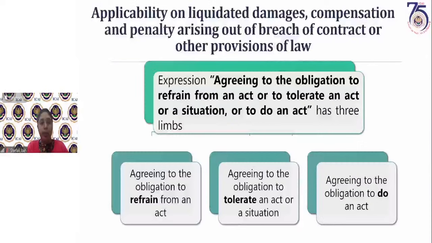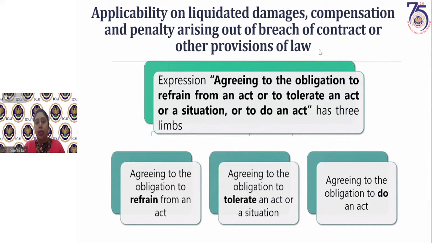The second clarification in Schedule 2, which is most important, is regarding para 5E, that is agreeing to the obligation to refrain from an act or to tolerate an act or a situation or to do an act. There were a lot of doubts and ambiguities regarding this particular supply, this particular entry. So this clarification was issued in order to put all these doubts to rest. Para 5E of Schedule 2 says agreeing to the obligation to refrain from an act, to tolerate an act, or to do an act is considered as supply of service.